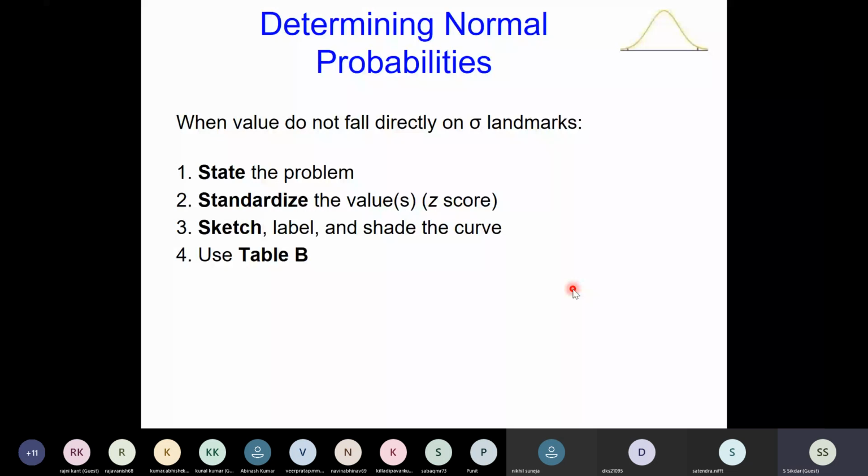By the way, how many students are there today? 25. Hello. 25.